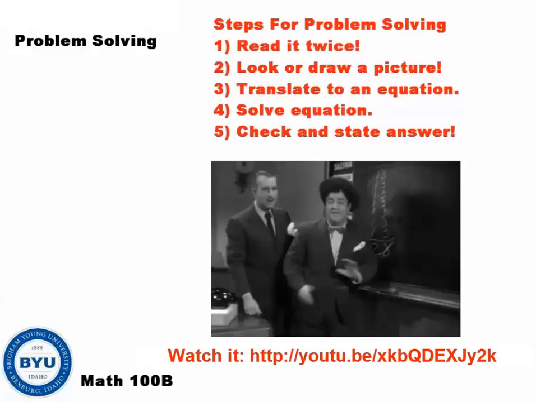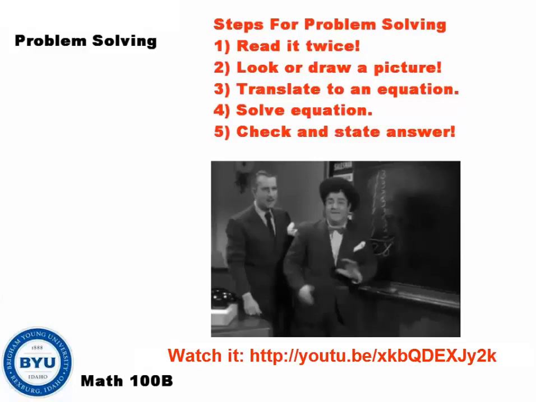Step number 3 is to translate the problem to an equation. Then to solve that equation is step number 4. And lastly, you want to check and state your answer. This is where they failed in this problem. They never really checked the answer. Well, I guess they checked it 3 different ways, but they checked it wrong all 3 ways. So it's really critical to follow these 5 steps when creating a word problem.